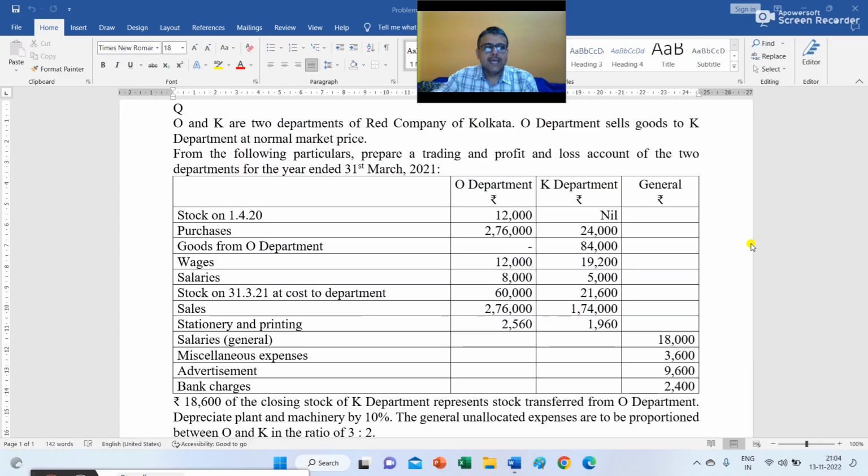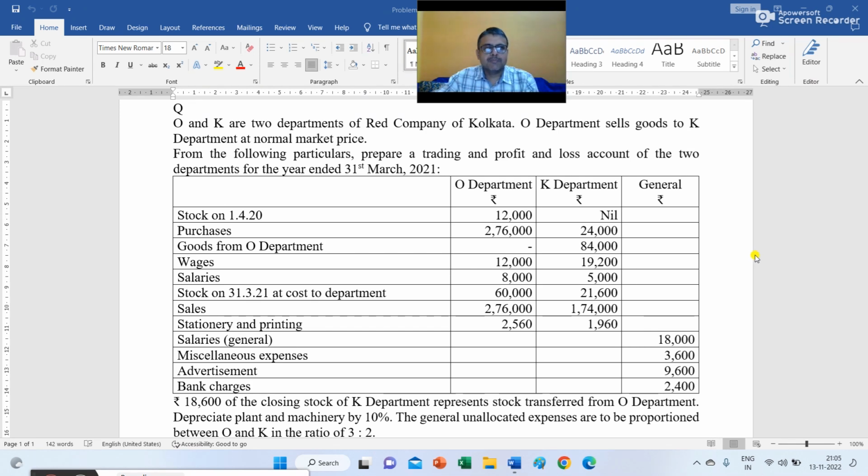O and K are two departments of Red Company of Kolkata. O department sells goods to K department at normal market price. From the following particulars, prepare a trading and profit and loss account of the two departments for the year ended 31st March 2021. So we have 4 columns. In column 1 we have particulars, then O department, then K department and the general expenses.